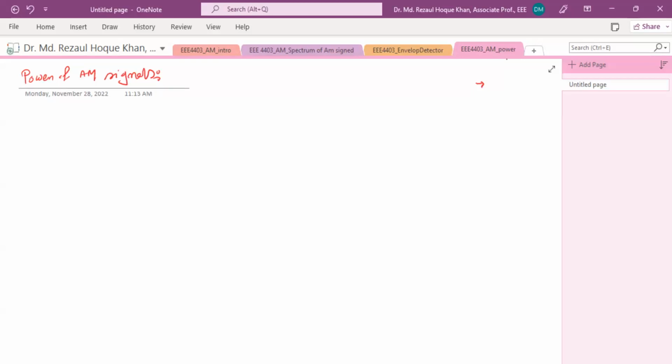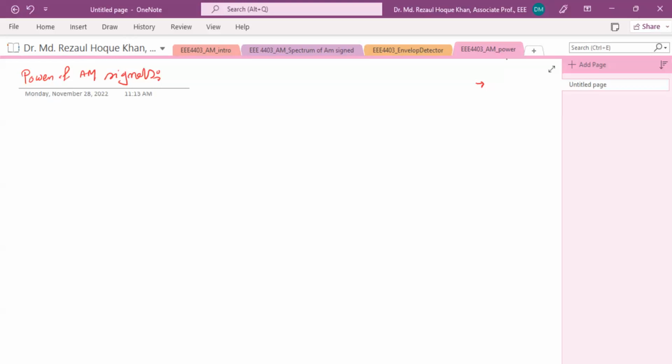If tau is very large, then it is very slow, and it cannot detect the envelope. And if it is very small, then it discharges very fast. Then, instead of detecting the envelope, it starts detecting the carrier.